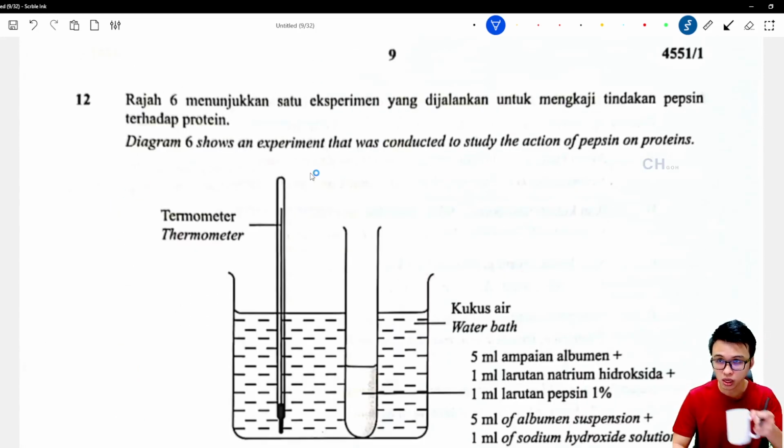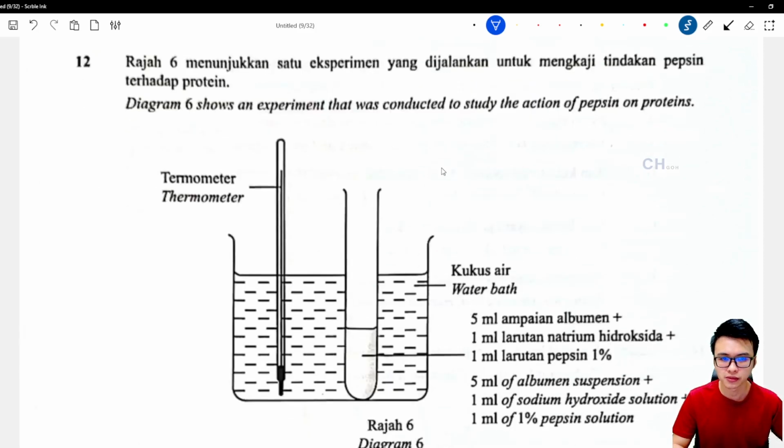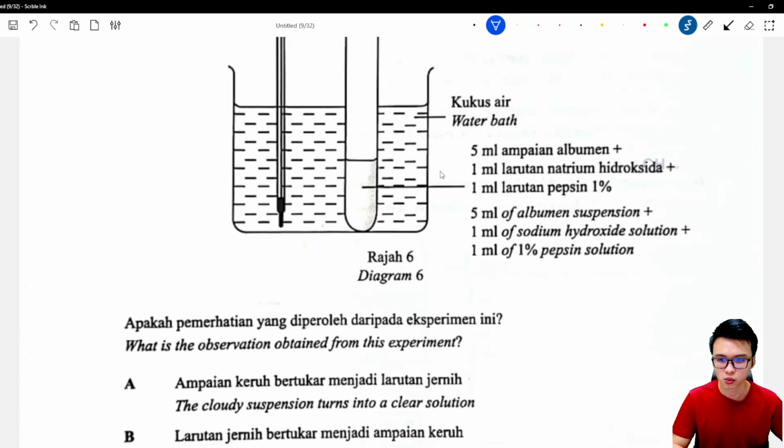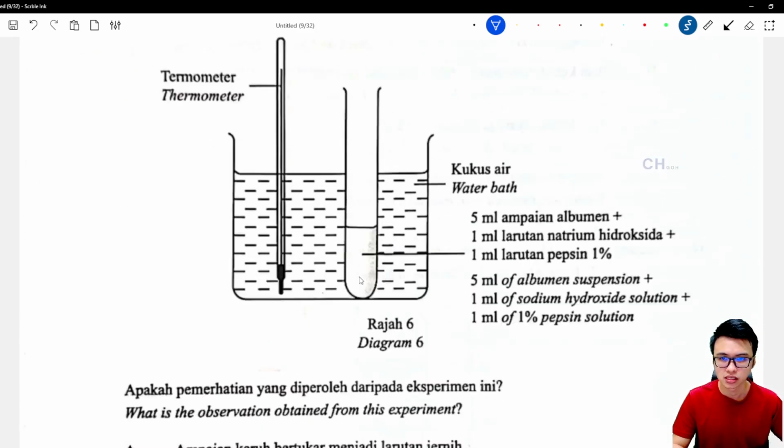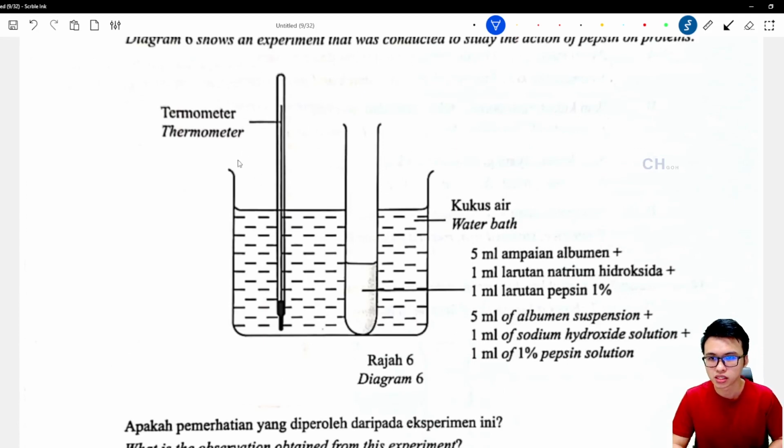Alright guys, let's look at question 12. Diagram 6 shows an experiment that was conducted to study the action of pepsin on protein. So we have the thermometer here, and then we have the solution here. The solution, let's see what we have here.